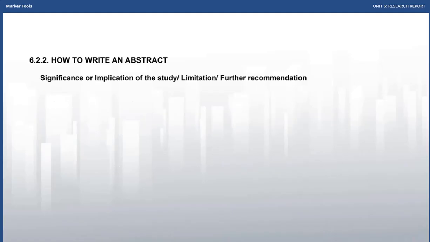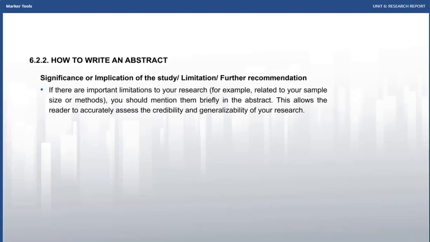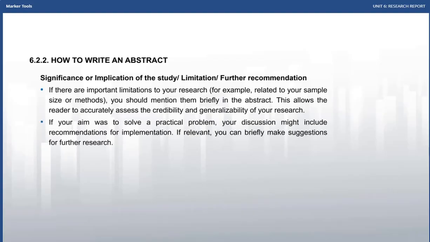Last one is the significance or implications of the study. If there are some limitations for your research, for example, related to the sample size or the method used, you should briefly tell them in the abstract. You can also think about further recommendations and implications. For example, if you want to solve a practical problem, you should discuss that in the last sentence of the abstract.